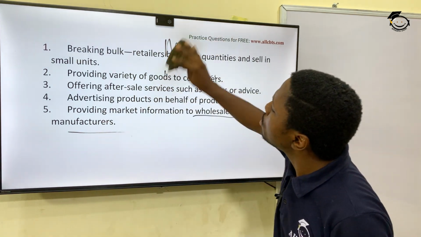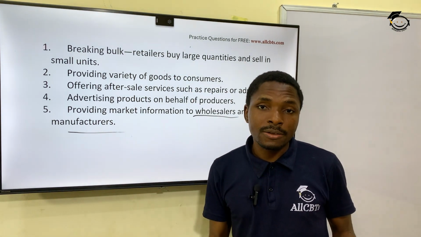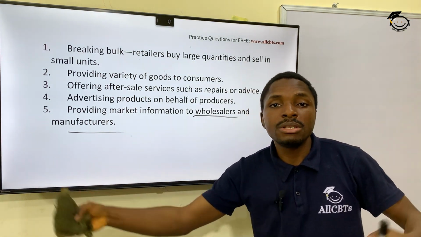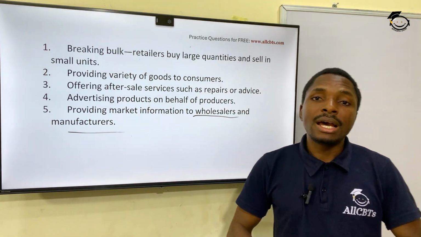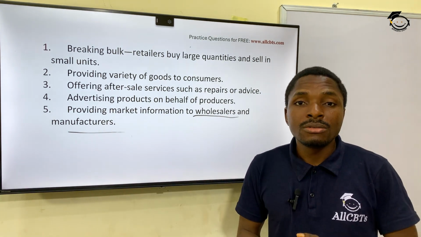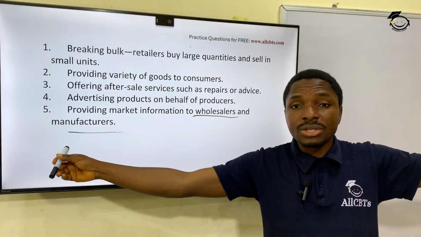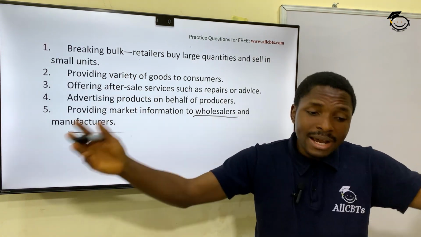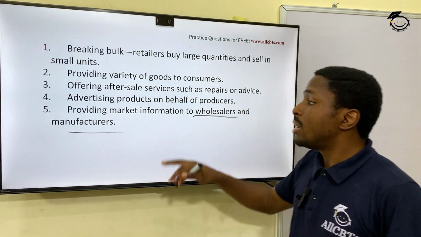Then they are able to provide a variety of goods to consumers. So they buy from this one, they have from this one, they have from this one. For example, you go to a store like Just Right or a store like Jendor, which are big retailers. So they buy from a lot of wholesalers and then they have varieties. They also offer after sales service such as repairs or advice.